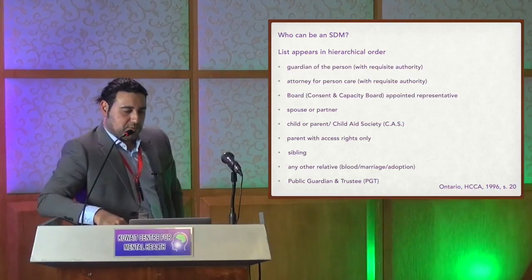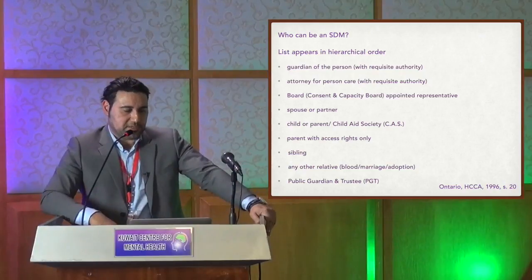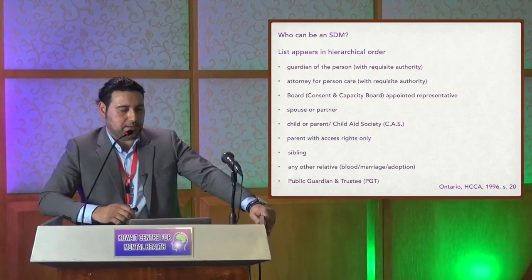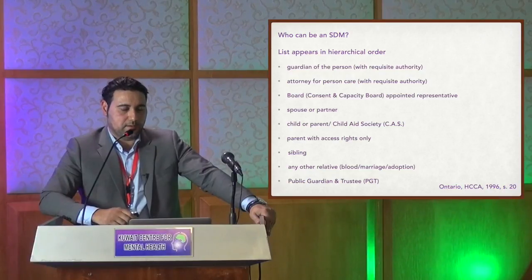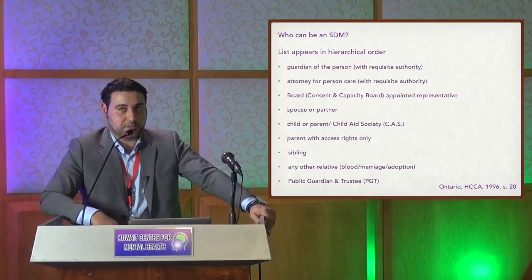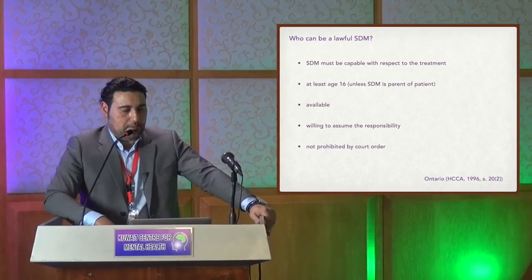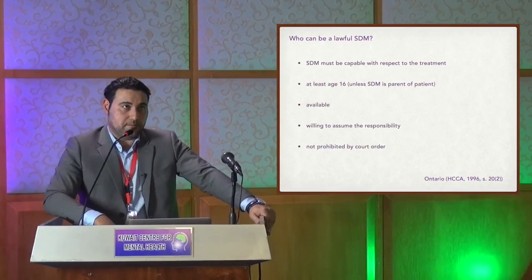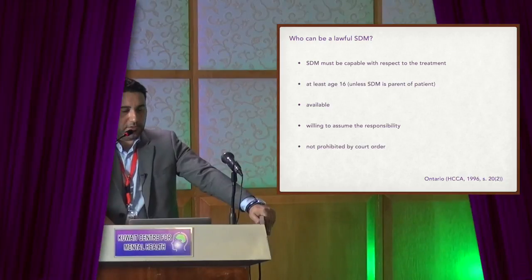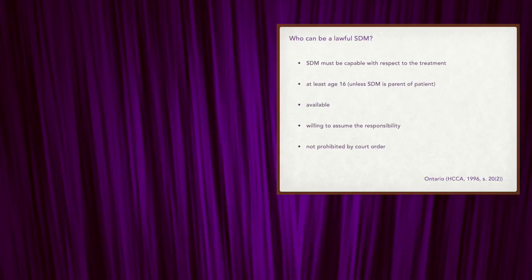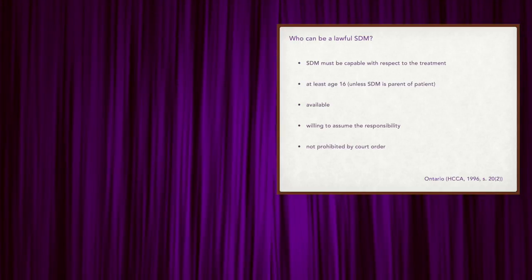If we compare the list with the one in Canada, for example, you see the hierarchy there that starts with the guardian of the person, then the attorney for personal care. This one is by a court decision, and then the board, and then a spouse or partner, and then child or parent, and then parent with access rights, and then a sibling, and so on. And the last is the public guardian and trustee. And there, for example, they also have a description for the substitute decision maker that should be capable, available, willing, and not prohibited by court order, and at least age 16.